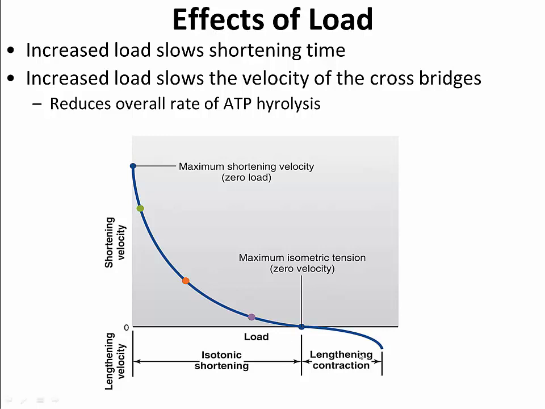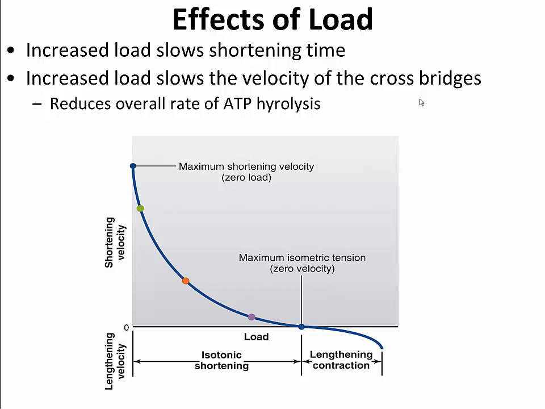And then as the load exceeds the tension, we move into an eccentric contraction. And so we see that the speed of lengthening increases and increases up till the maximum load here. This is a result of very simply the fact that the myosin heads can move much more rapidly under no load or light load, and they move much more slowly under a heavy load.